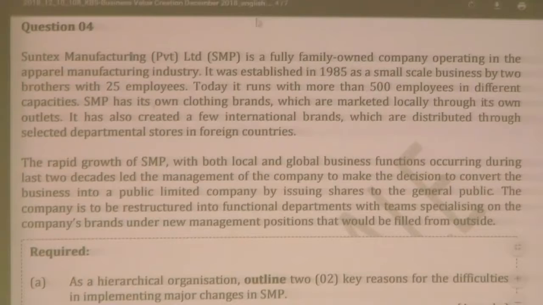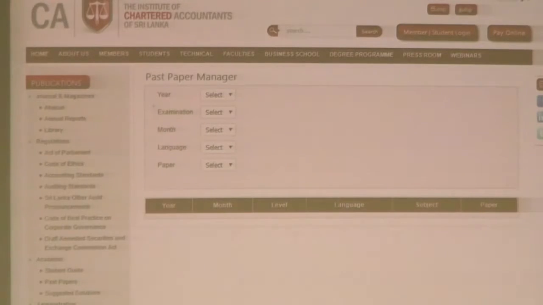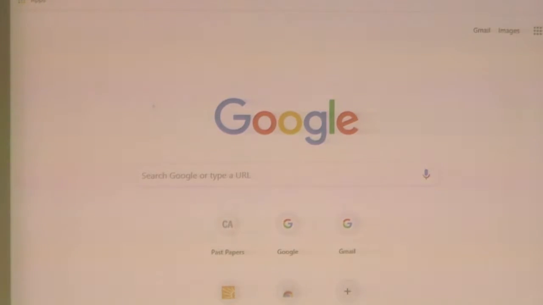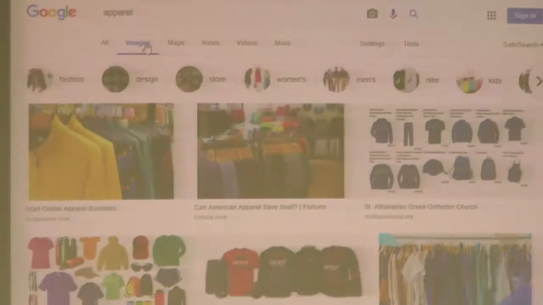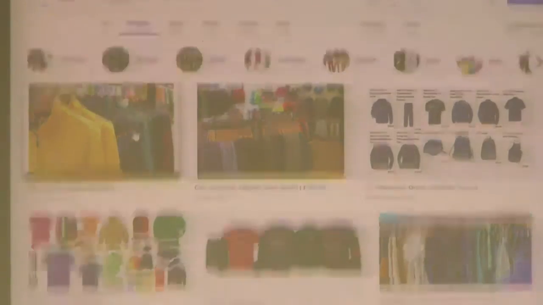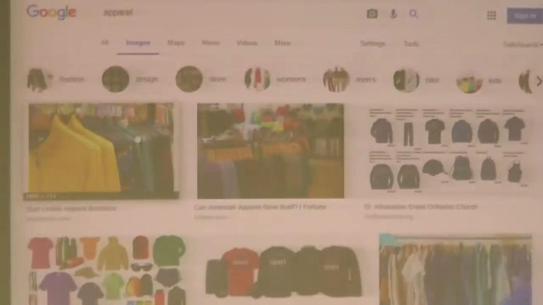Guys, I'm just telling you, now I know what the apparel industry is, but if there is a student who is not aware of what the apparel industry is, maybe you are coming to business level after doing the executive level in Sinhala, if you have no idea, the best thing is to type it on Google. When you type it on Google, it says apparel is clothing, and if you want to get a better idea, go to Google Images, and it will give you this. You need to understand that apparel means clothing.